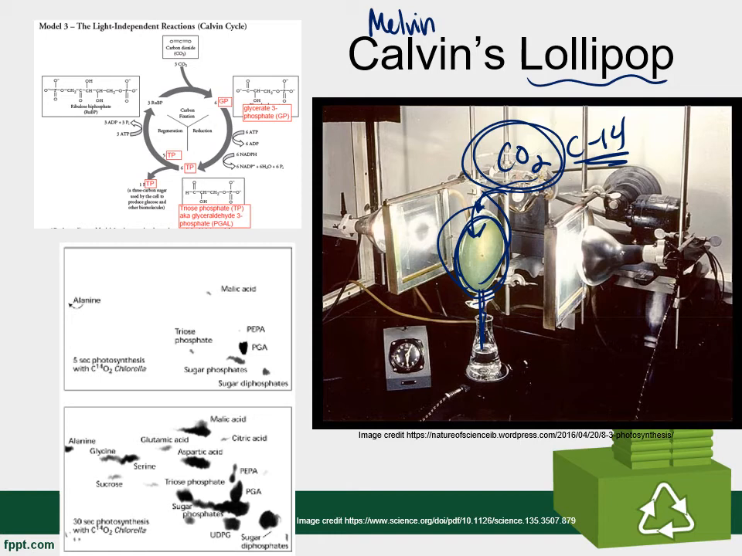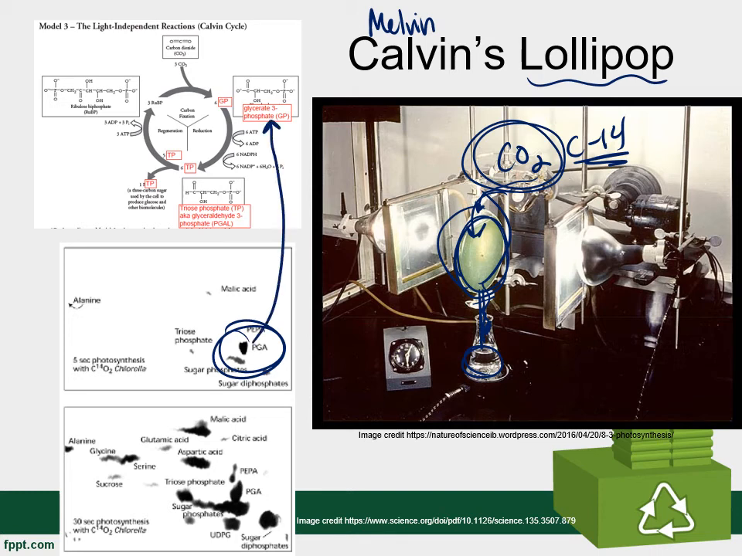Calvin would drip out some of the stuff that was made by the algae in the lollipop, and then he put it basically on X-ray film to figure out what molecules were radioactive. The first thing that was radioactive was GP. And that told him that the first thing made in the light-independent reactions was glycerate 3-phosphate, GP.